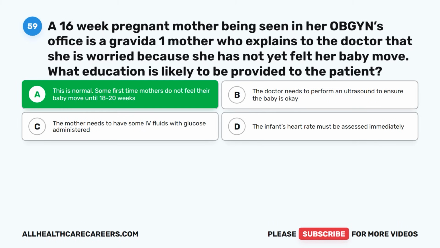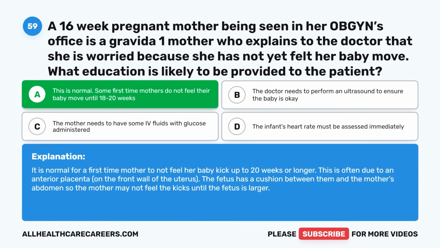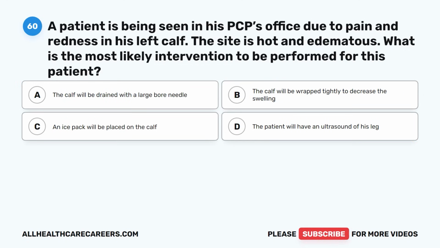The correct answer is A. This is normal. Some first-time mothers do not feel their baby move until 18 to 20 weeks. It is normal for a first-time mother to not feel her baby kick up to 20 weeks or longer. This is often due to an anterior placenta on the front wall of the uterus. The fetus has a cushion between them and the mother's abdomen, so the mother may not feel the kicks until the fetus is larger.